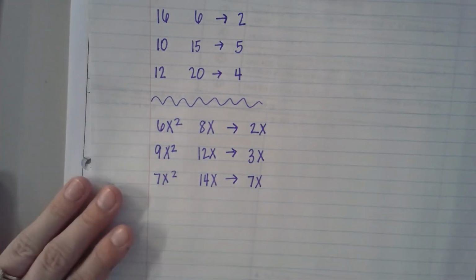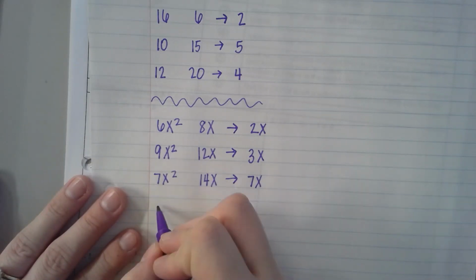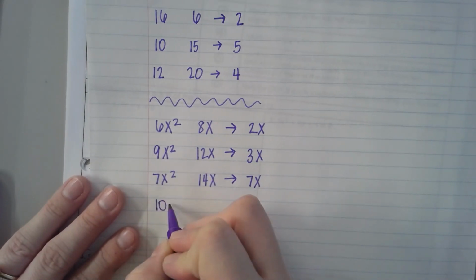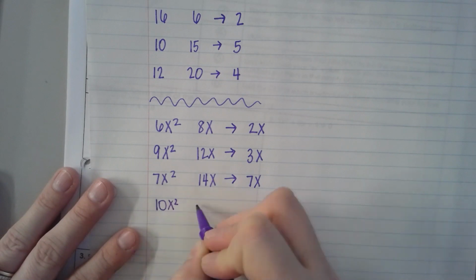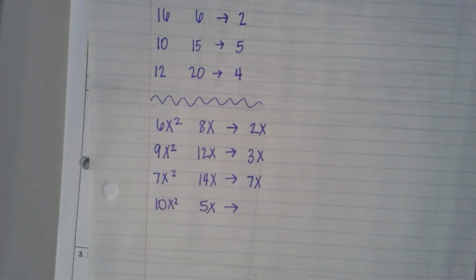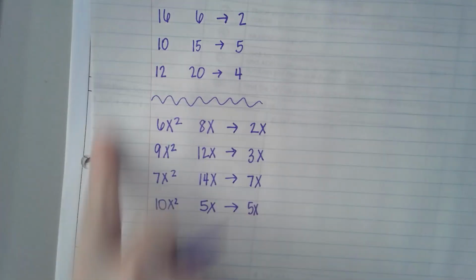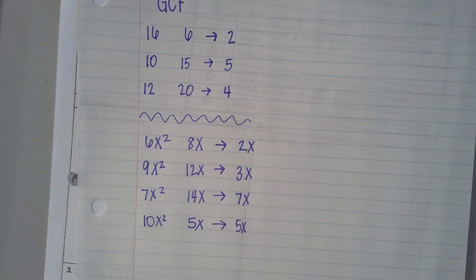All right, let's do one more. Let's do 10x squared and 5x. You can divide them both by 5, and they both have an x. So this right here is going to be very important for you to know how to do for this lesson.